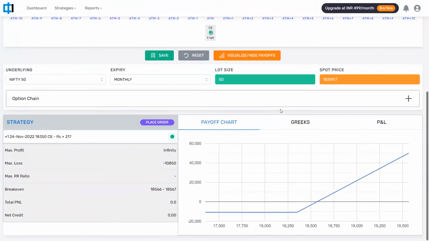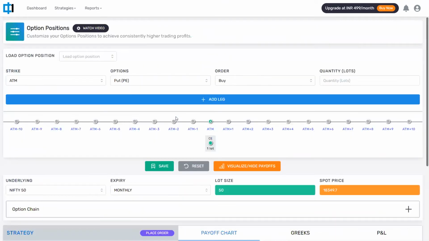call option, if I want to position through options. In which case, Nifty currently is 18,349, and as long as it expires above 18,566, I'll be having a positive outcome. The expiry, of course, will be at the end of the month, depending on what kind of option I've used. I've used monthly in this case.